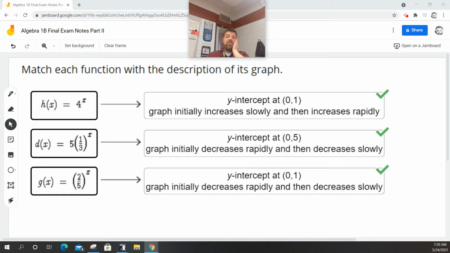Okay, this one says match each function with a description of its graph. All three have y-intercepts. These are the correct answers. I'm just going to prove why they're the correct answers. Basically, we're going to evaluate each one at 0.